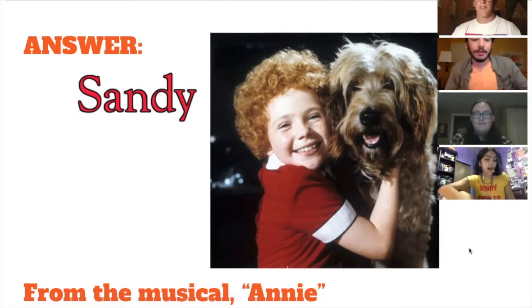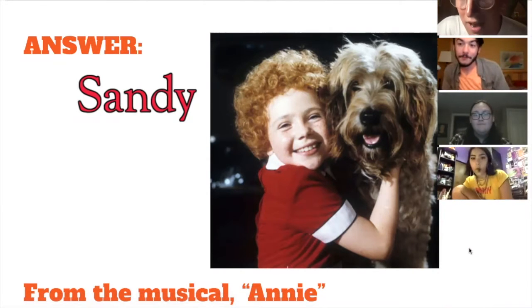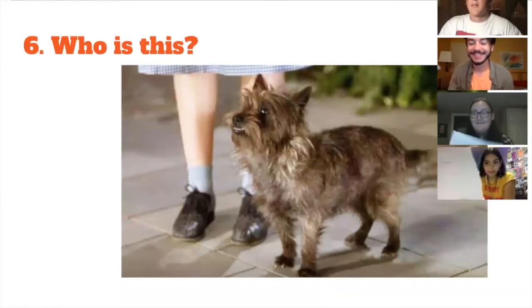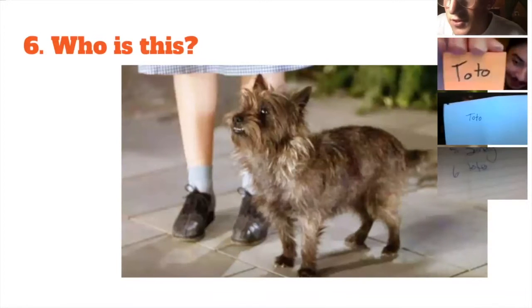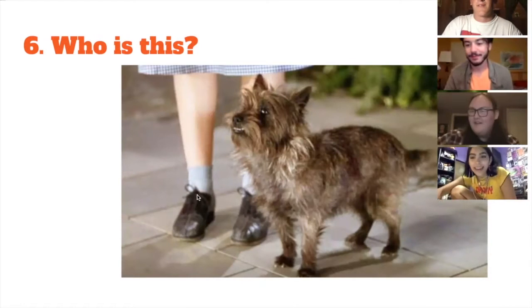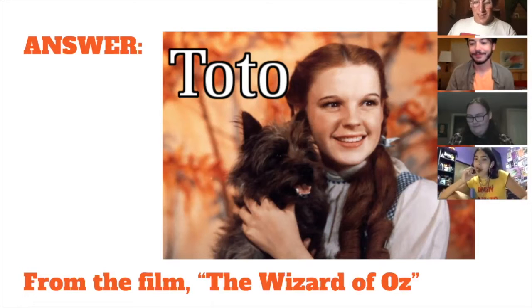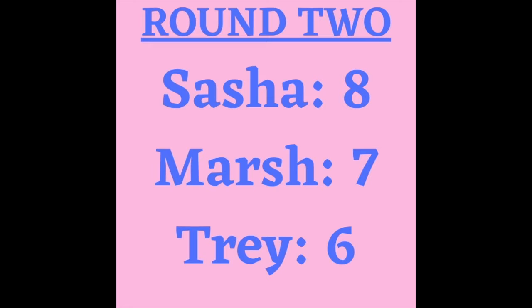Nice. Moving on to the last question of round 2. Who is this? Let's see your answers. We have Toto, Toto, and Toto. Can I get extra points if I tell you what breed he is? No. He's a Norwich Terrier. So that's 2 more points for all of you. At the end of the second round, Sasha leading with 8. Marshall sits in second with 7, and Trey not far behind with 6 of his own.